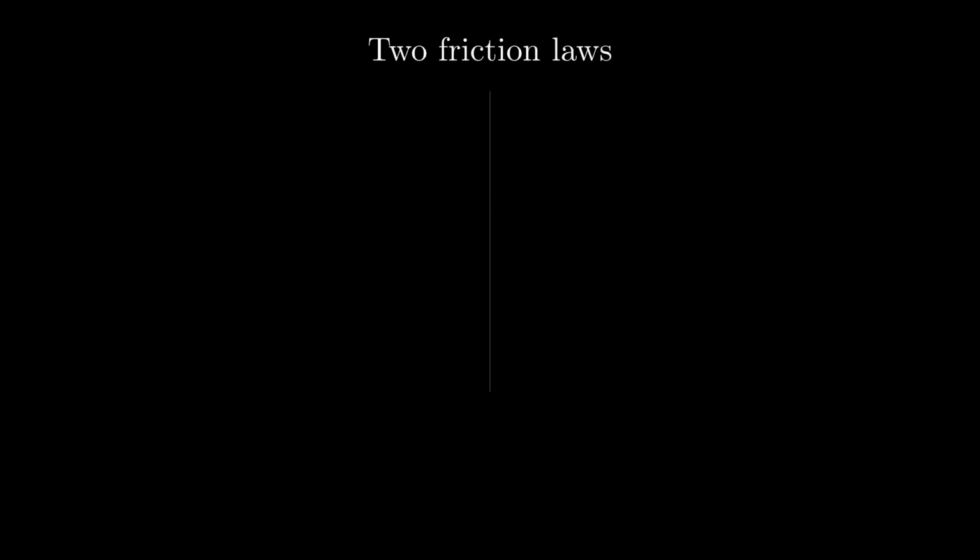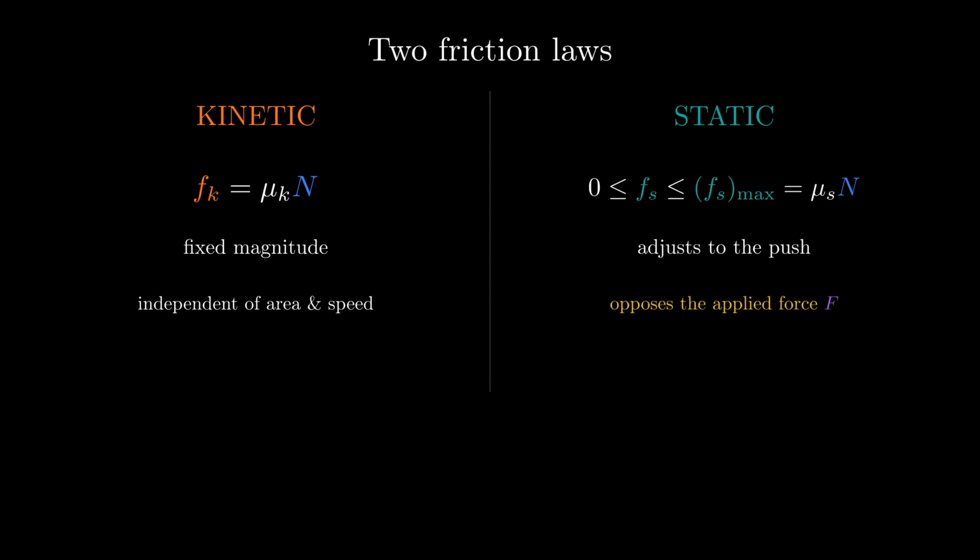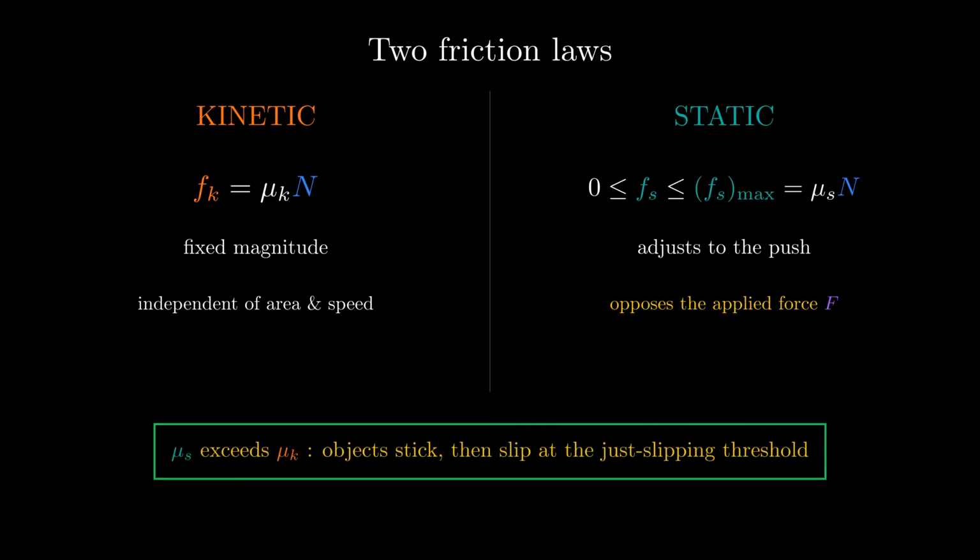Two laws then. Kinetic friction is fixed at F_k = μ_k N, blind to contact area and to speed. Static friction is a range from 0 up to its maximum, μ_s N, always opposing whatever pushes on it. Because the static coefficient exceeds the kinetic one, objects cling, then break free. Cross the just slipping threshold and the sticking gives way to sliding.